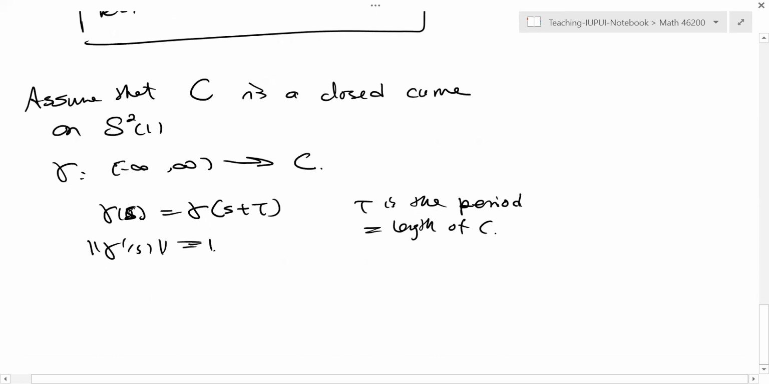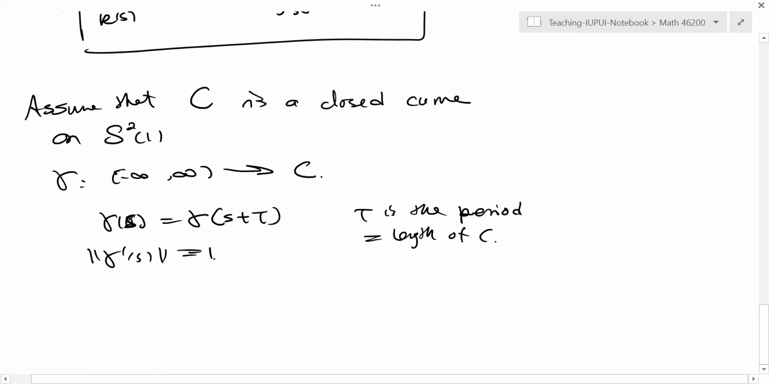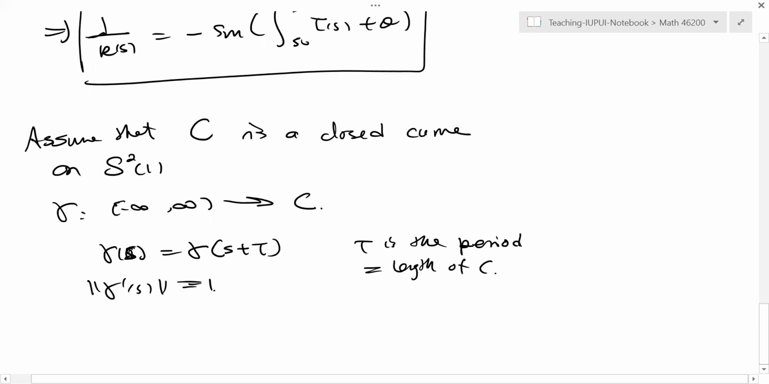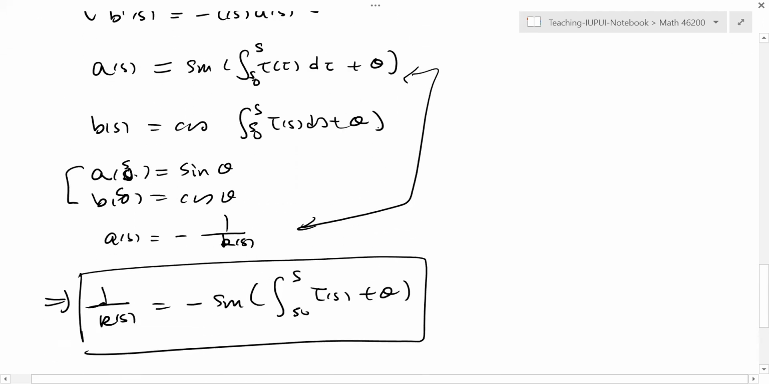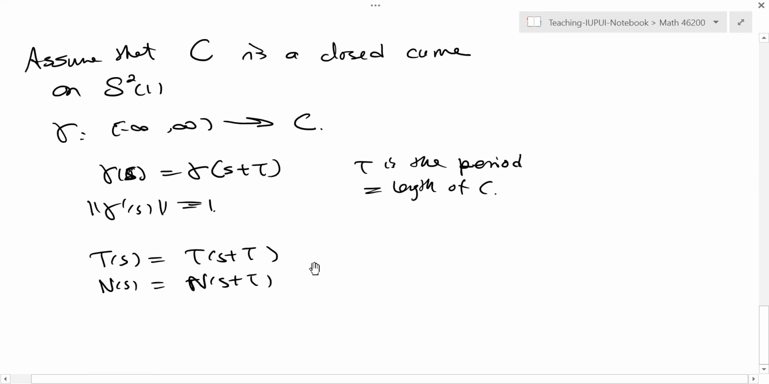This implies what? Well, that's enough. So if we go back to the formula for gamma, we must have the following property: T(s) equals T(s plus T), and N(s) is going to be N(s plus T), by the periodic, right? It's a periodic function, so B(s) is going to be B(s plus T).